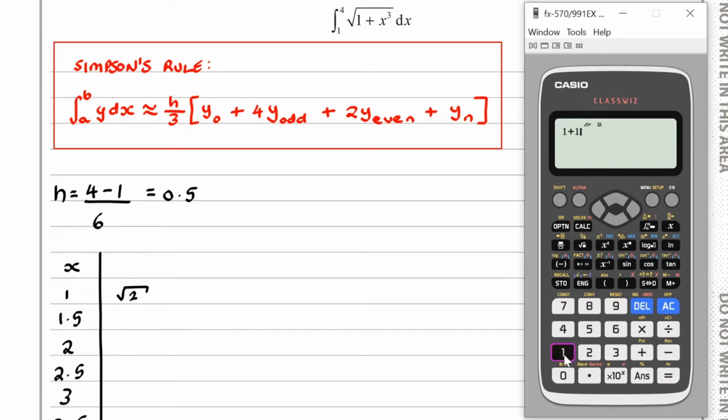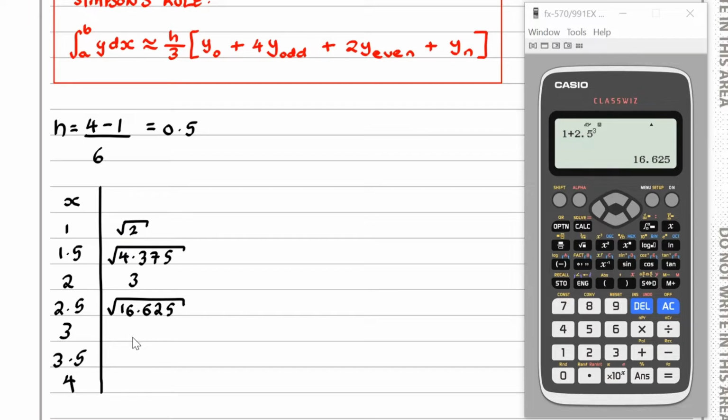And then we have 1 plus 1.5 cubed, that would be 4.375. So here we have 4.375 square rooted. And then we have 1 plus 2 cubed, that would be 9, and then the square root of 9, that would be 3. And then we have 1 plus 2.5 cubed, that would be 16.625, and then we square root that. So we have here 16.625 square rooted.